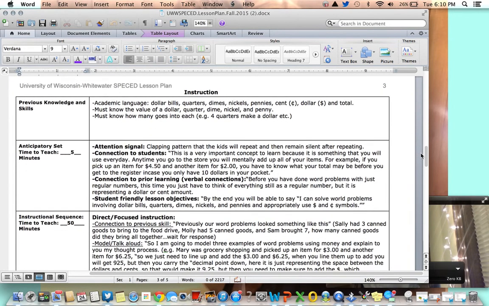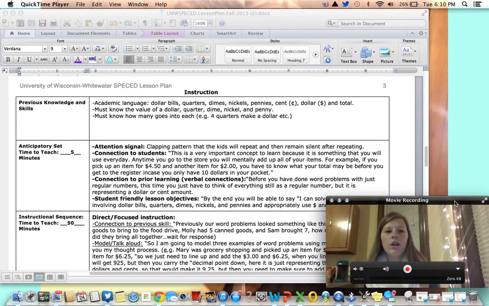So for previous knowledge and skills, they must know the value of a dollar, quarter, dime, nickel, and penny. And they must know how many go into each, just understanding the money system. And the academic language that will be used throughout the entire lesson is dollar bills, quarters, dimes, nickels, pennies, cent and the cent symbol, dollar and the dollar symbol, and total.